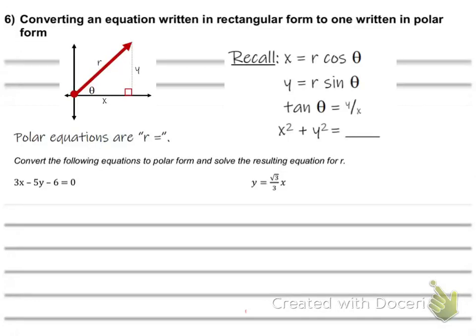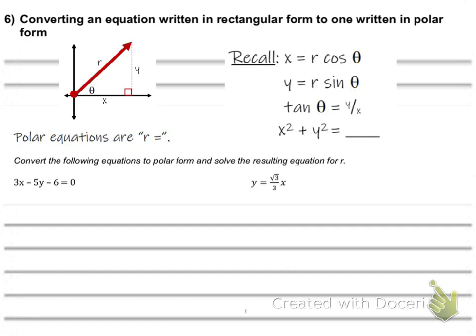All right, so if we can convert points, then surely we can convert equations. So that's what we're going to be looking at here. We're going to start going from rectangular to polar, and we're going to talk a little bit with each one about what the picture looks like.